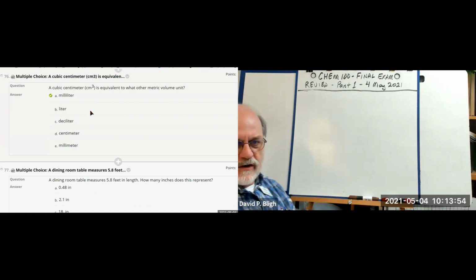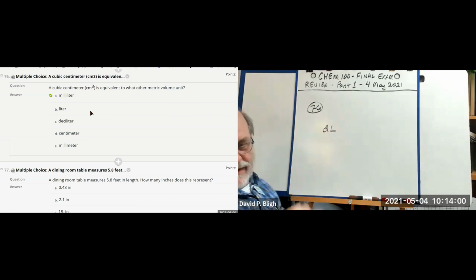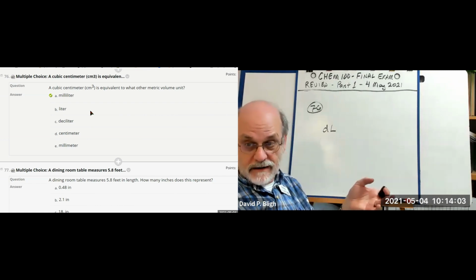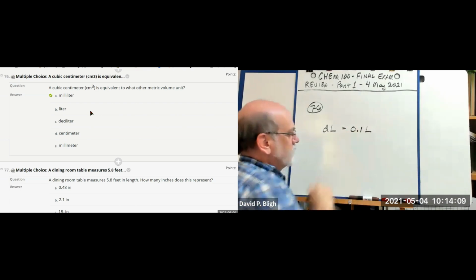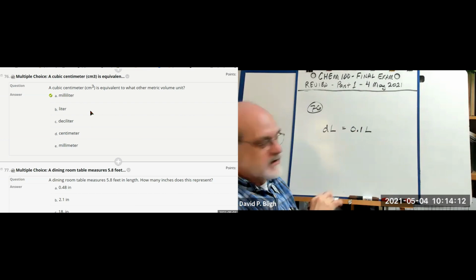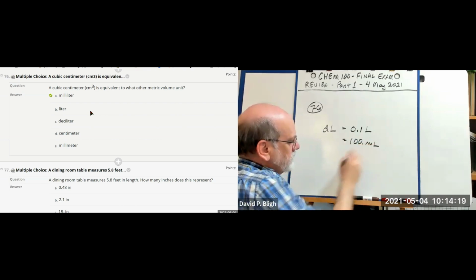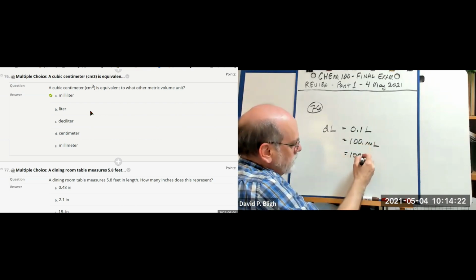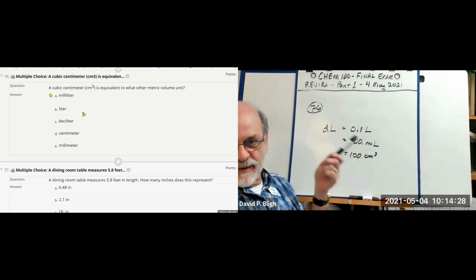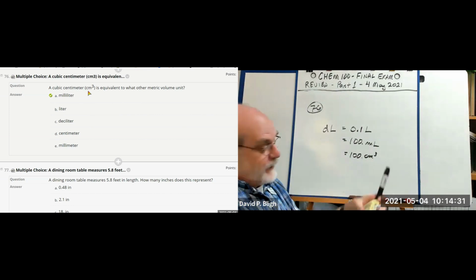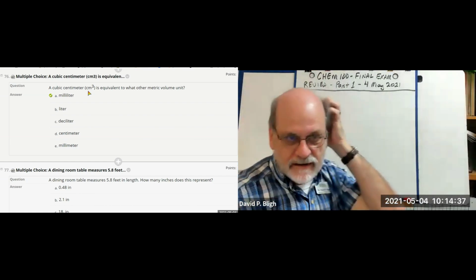So what is a deciliter? I'm just curious. A deciliter is a tenth of a liter, correct? So this would be 0.1 liters. How many milliliters is that? 3 places, 100 milliliters. So that would be equal to 100 cubic centimeters. That deciliter is too big to be a cubic centimeter by 100 times. All right, that was 76.